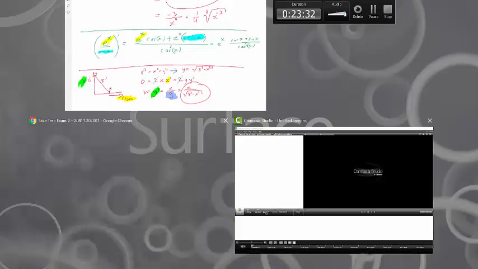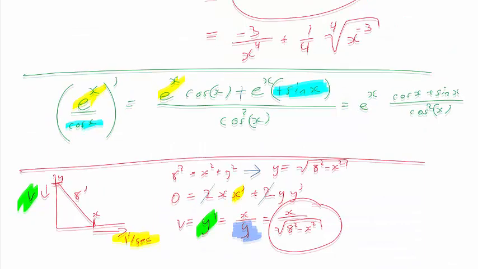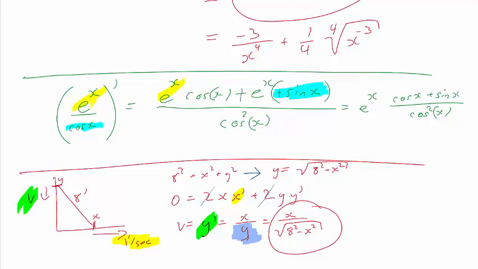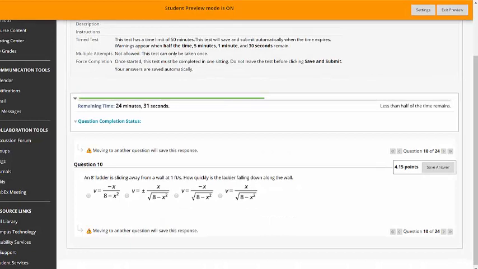And looks like the correct answer choice is, wait, hold on. Oh, forgot to put the negative here. Negative, negative, there we go. The correct answer choice is going to be right there. Okay, save answer, next one.